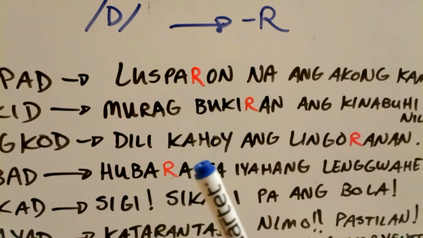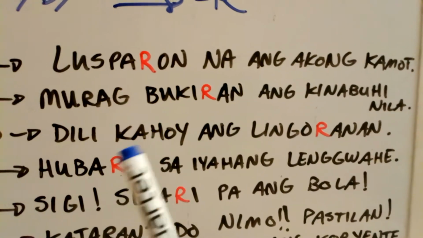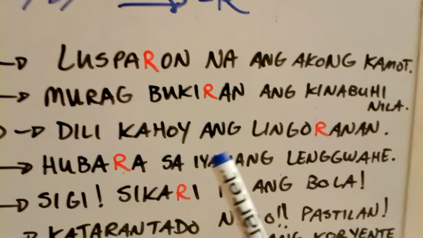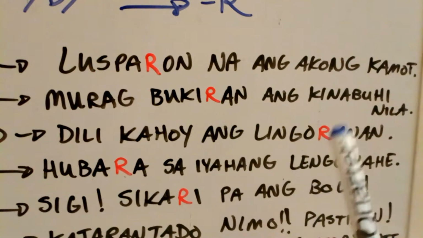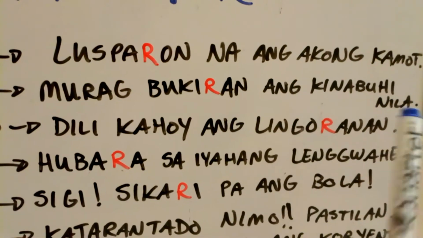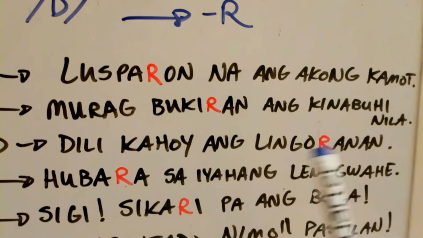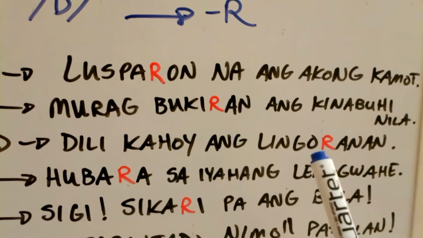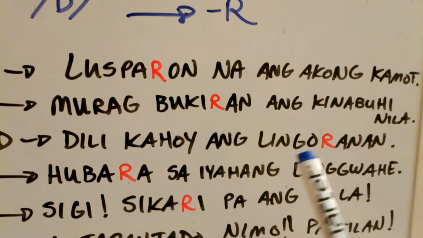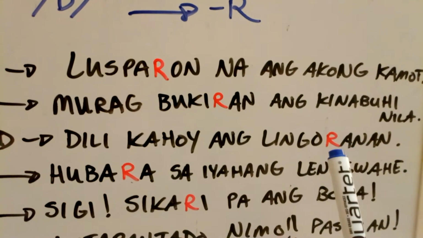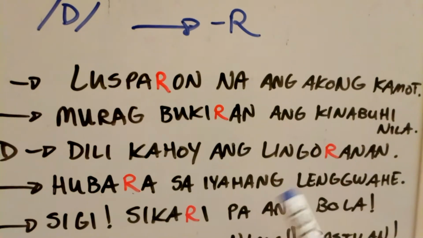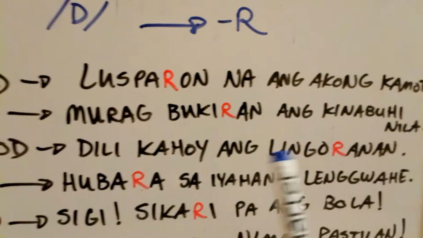Next one is lingkod, meaning to sit. So, dili kahoy ang lingkoranan. The chair is not wood or made of wood, wood related. So, lingkod means to sit, but lingkodanan doesn't have a good conversational flow, so we say lingkoranan, which means chair. You can also use the Spanish loan word silla. This is just the indigenous word, lingkoranan.